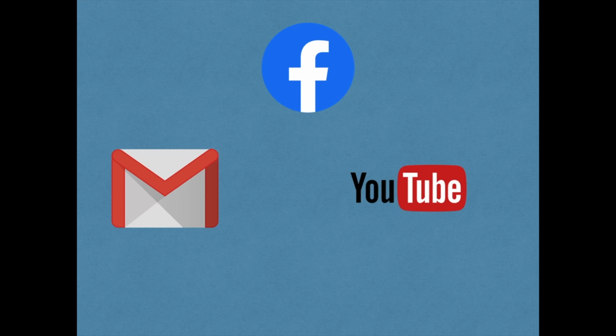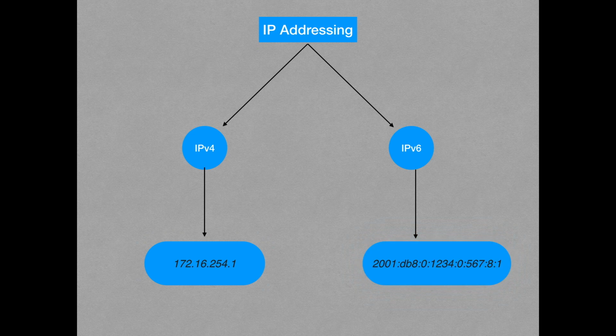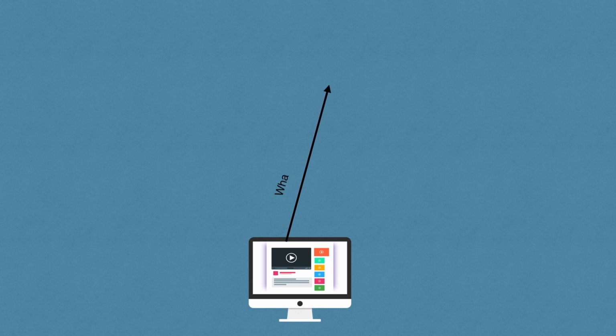But there are billions of users requesting the same service at the same time, so how would the web server know which page is requested by whom? This problem is solved by IP addressing. For example, 172.16.254.1 in IPv4 and 2001:DB8:1234:5678:1 in IPv6. Each device on the internet has an IP address associated with it.